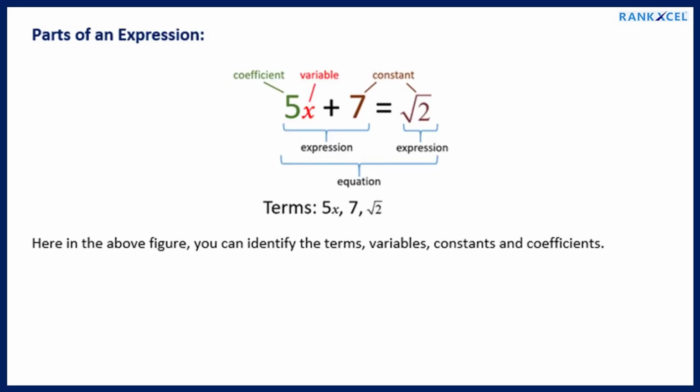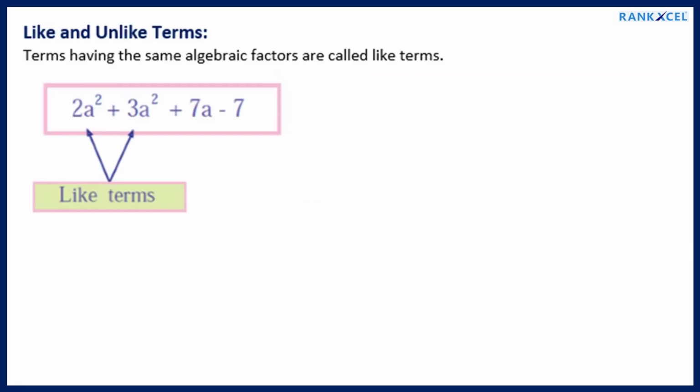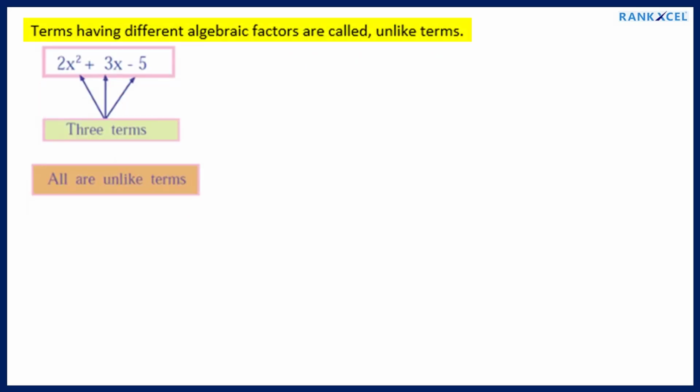Parts of an expression. Here in the above figure, you can identify the terms, variables, constants and coefficients. Like and unlike terms. Terms having the same algebraic factors are called like terms. Terms having different algebraic factors are called unlike terms.